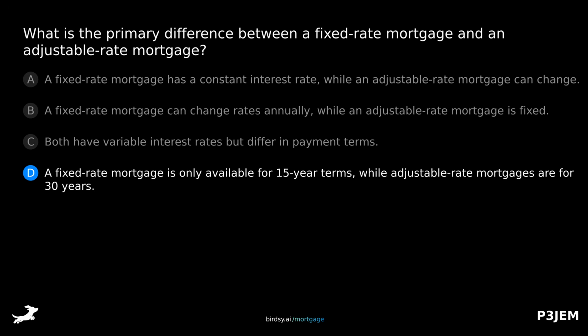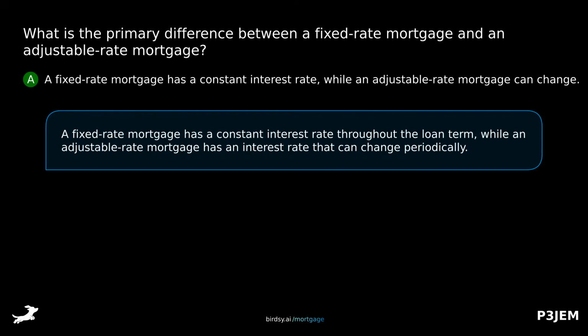Or D, a fixed rate mortgage is only available for 15-year terms, while adjustable rate mortgages are for 30 years? The answer is A, a fixed rate mortgage has a constant interest rate, while an adjustable rate mortgage can change. A fixed rate mortgage has a constant interest rate throughout the loan term, while an adjustable rate mortgage has an interest rate that can change periodically.